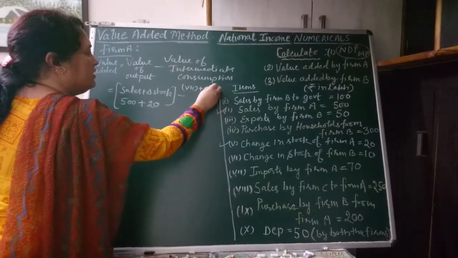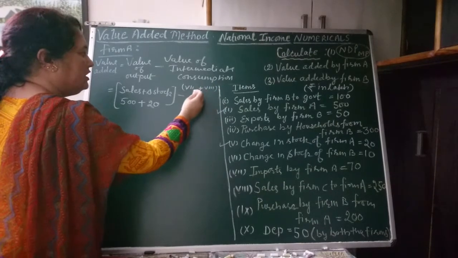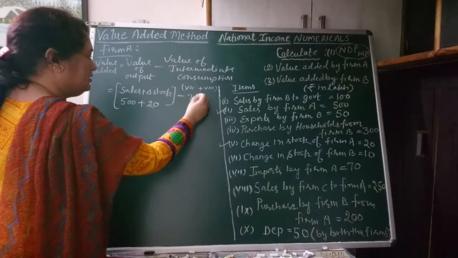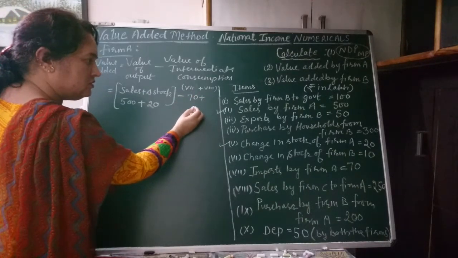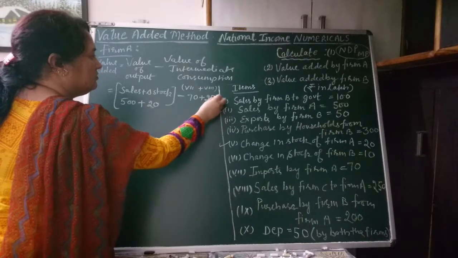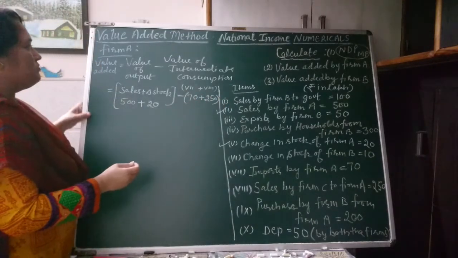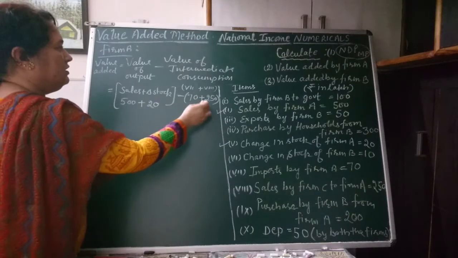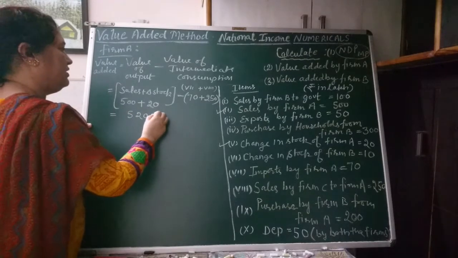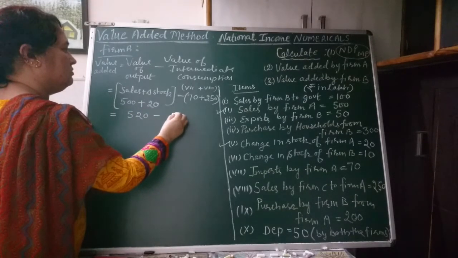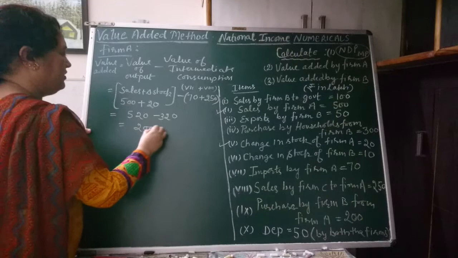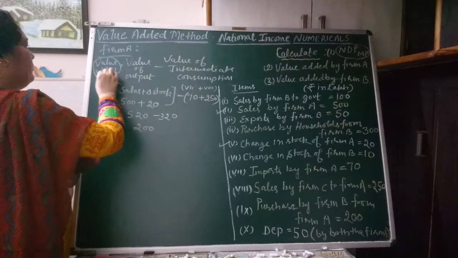So item number 8. Item number 7, 70, plus item number 8, 250. Because intermediate consumption by firm A is not given, we are calculating the components of intermediate consumption. It would be equivalent to 520 minus 320. So 200 will be the value addition by firm A.